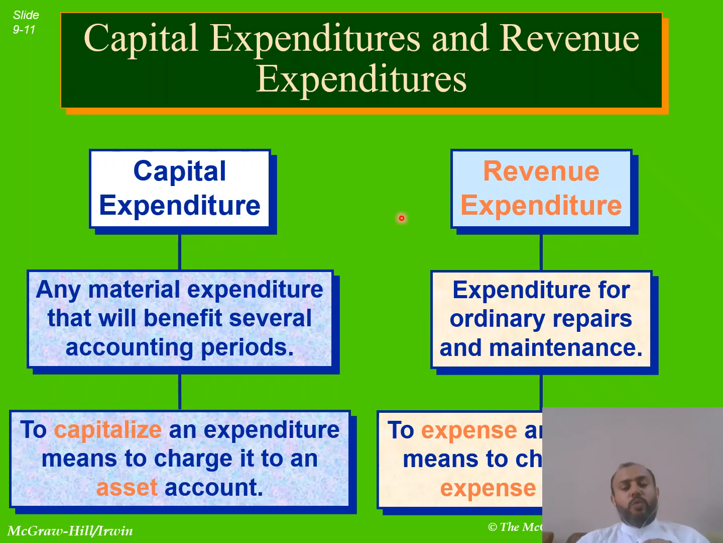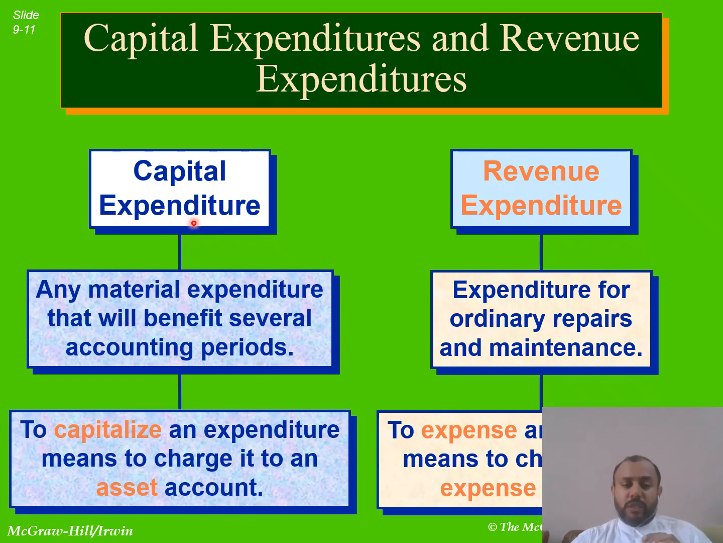There are two kinds of major expenditures. One is called capital expenditure and one is called revenue expenditure. Capital expenditure means any material expenditure that will benefit several accounting periods. For example, if you have purchased an asset and that is being used for more than one accounting period, for 3 years, for 5 years, for 7 years, it means that expenditure will be called capital expenditure. And we will show it in the asset account. That would be an asset that will gradually depreciate.